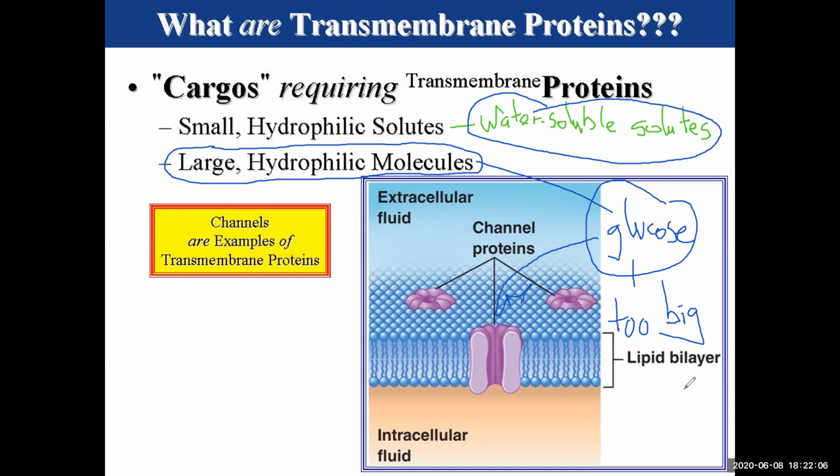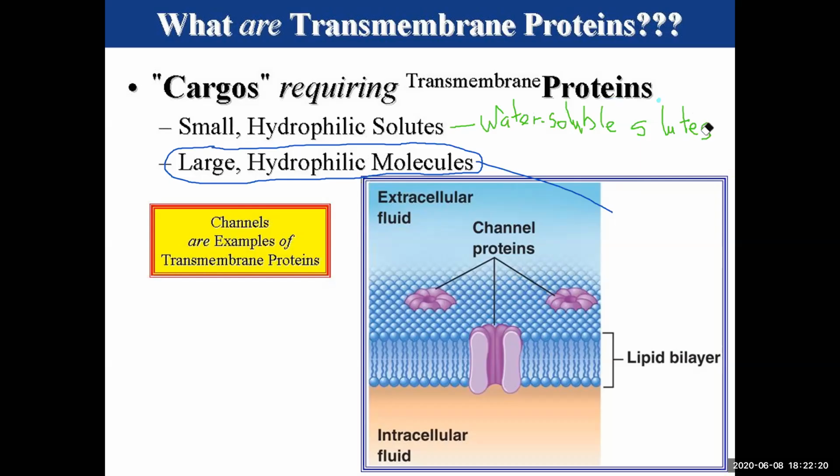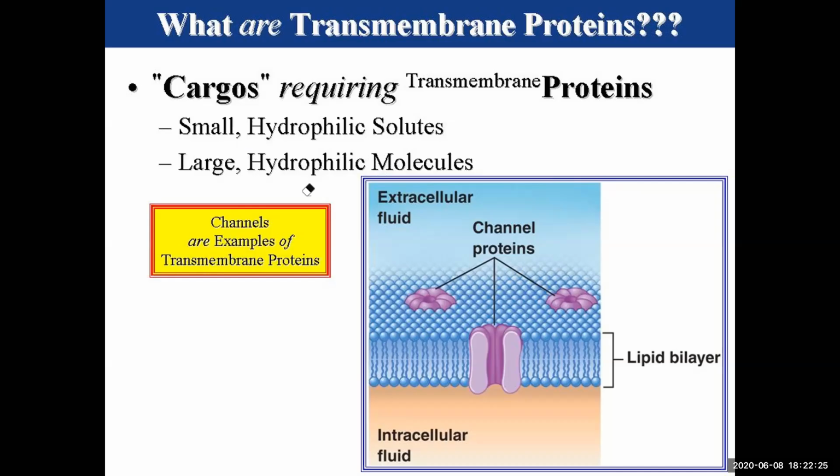What happens? The answer to that is on the next slide. So we have another type of transmembrane protein that is dedicated to transporting large size water-soluble solutes, large size water-soluble cargo, such as a glucose molecule, which is significantly larger because it's a compound larger than simple electrolytes like sodium, potassium, chloride, calcium, right? In this case, we call it facilitated diffusion.